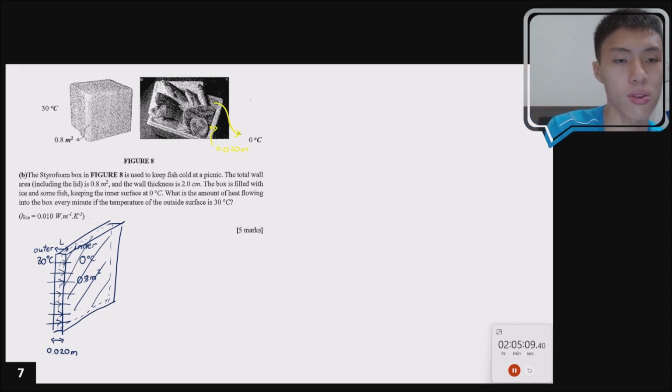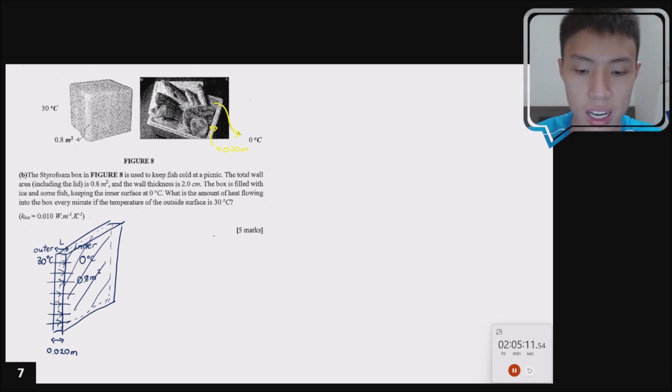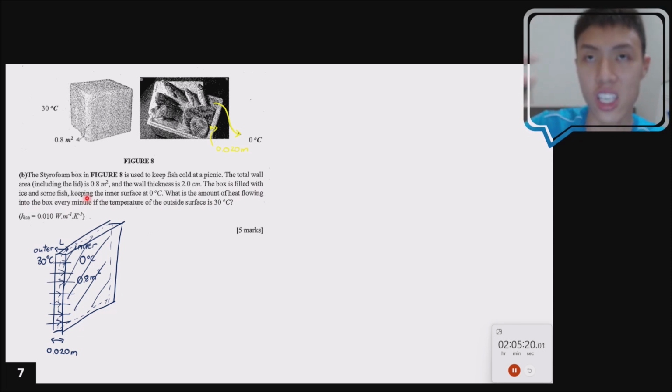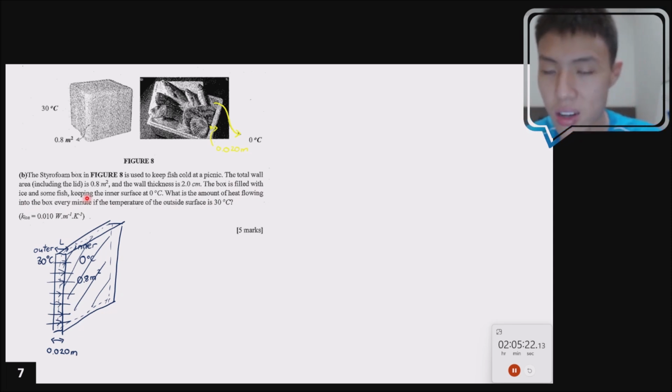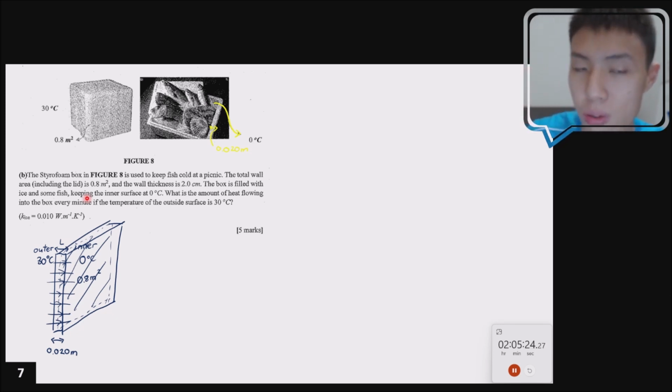Okay, so now we know everything already. So they ask for what? They ask for the amount of heat flowing into the box every minute. So every minute, how much heat flows into the box? That is Q for 1 minute. Okay, but now let's try to find Q over T first. That's what we are familiar with, the rate of heat flow. We find Q over T, then after that we sub in the time, it's for 1 minute, then we are able to find what's the amount of heat flow, Q.